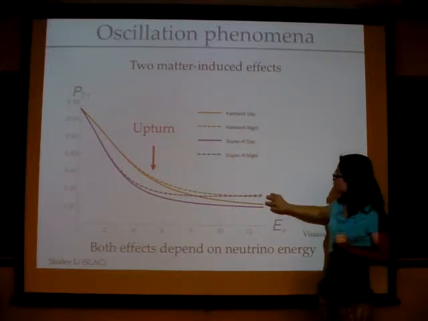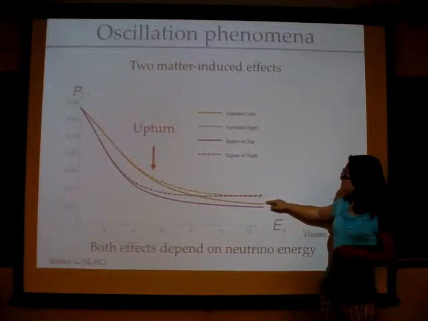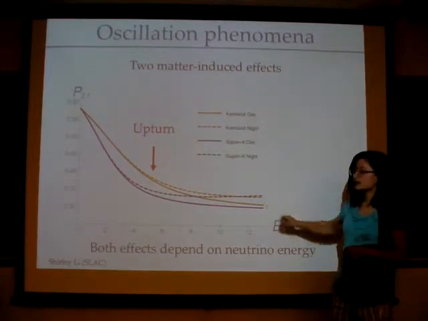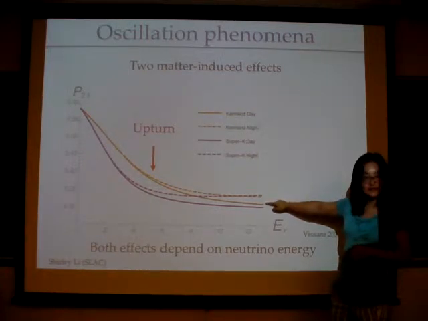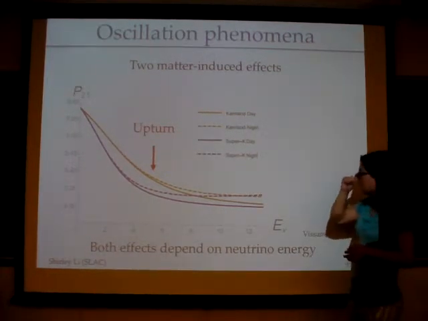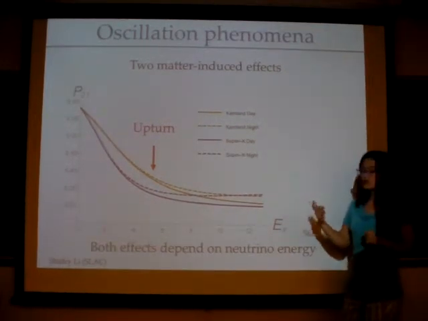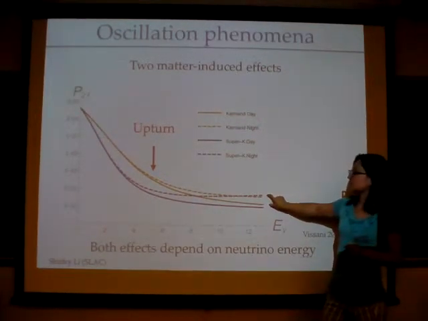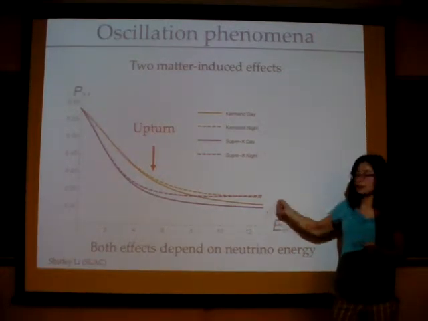So let's pick this orange band. The day and night difference are the dashed and the solid line. You see it's a little different. It's a few percent at the highest energy, and at low energy they start to converge. One thing I want to point out, just to keep in mind, is that this day-night effect, roughly speaking, grows linearly as a function of neutrino energy.